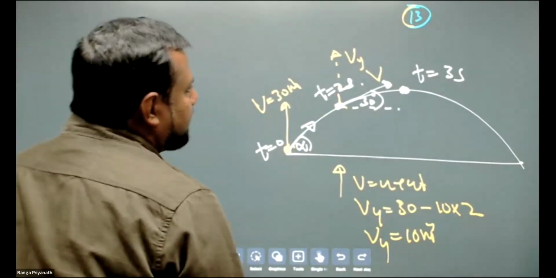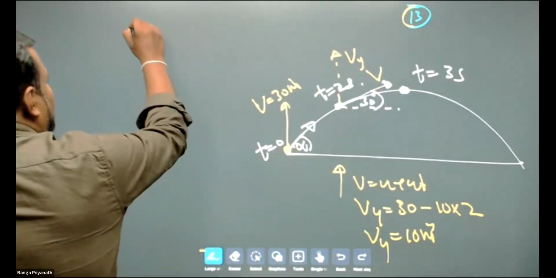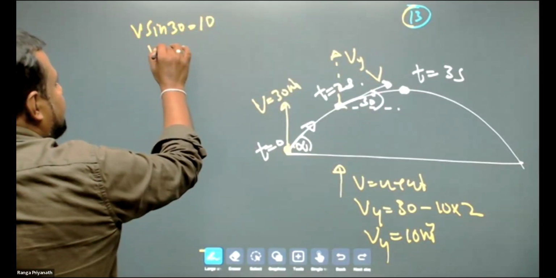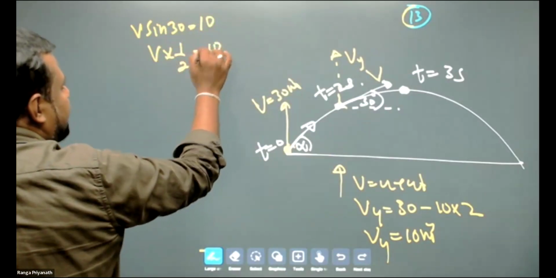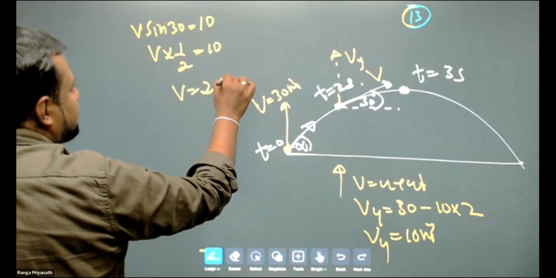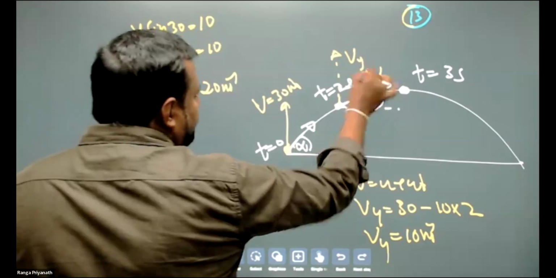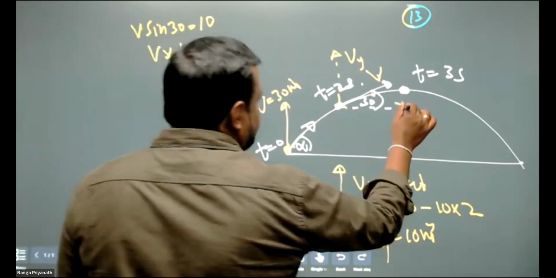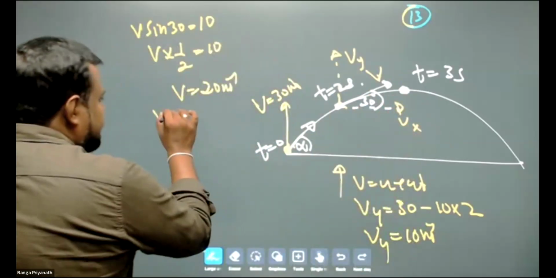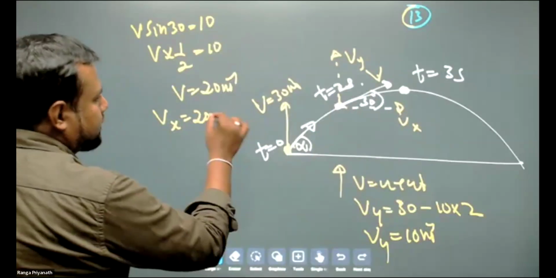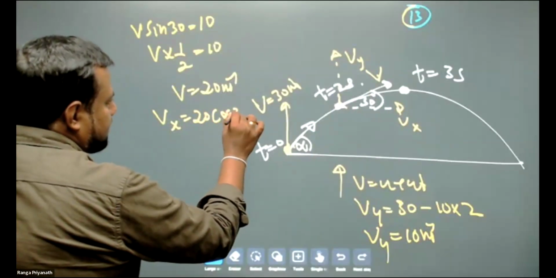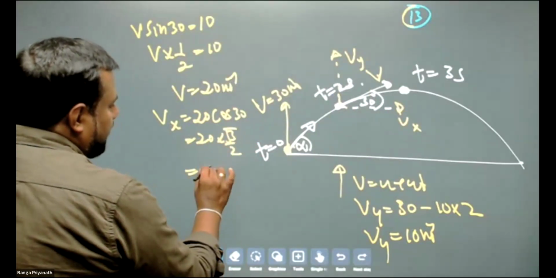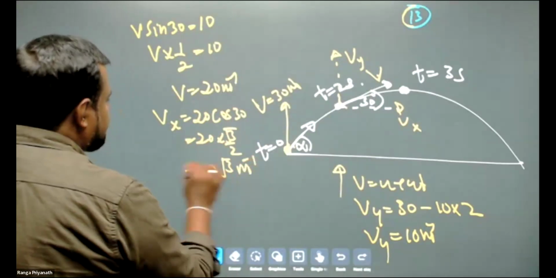If that is V, V sin 30, we found it as 10. V sin 30 means half, which is 10. V equal 20 m/s. So this velocity is 20. Horizontal component is what then? Let me take this one as Vx. Vx equal 20 cos 30. Cos 30 is root 3 divided by 2. 10 root 3 m/s.